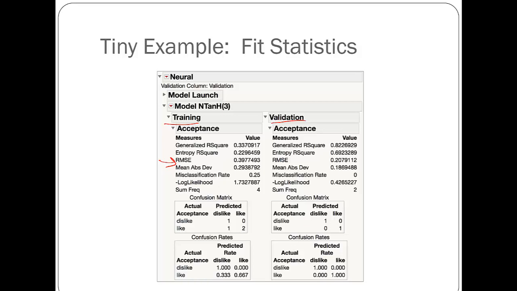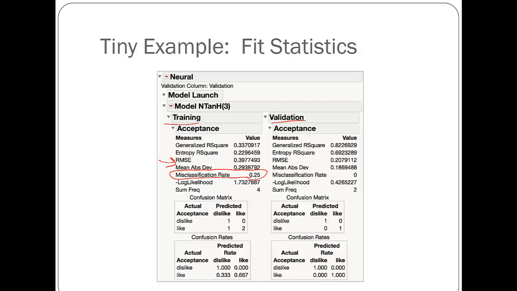Mean absolute deviation, we looked at that, and then also the misclassification rate, and this is the big one that we want to look at when it comes to data mining. We also get the negative log likelihood, again something that we didn't really talk about, but that's what's used to be maximized in order to get the weights that we want.